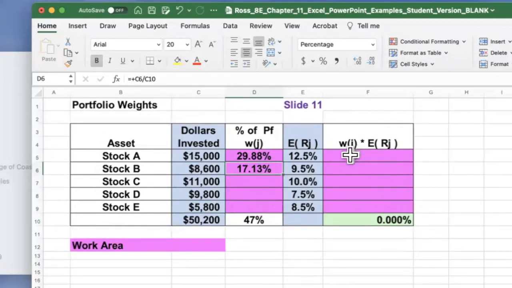In any of these pink areas on a worksheet, those are areas where you should enter formulas. Any place else that's not pink, do not go into those cells and change those cells.